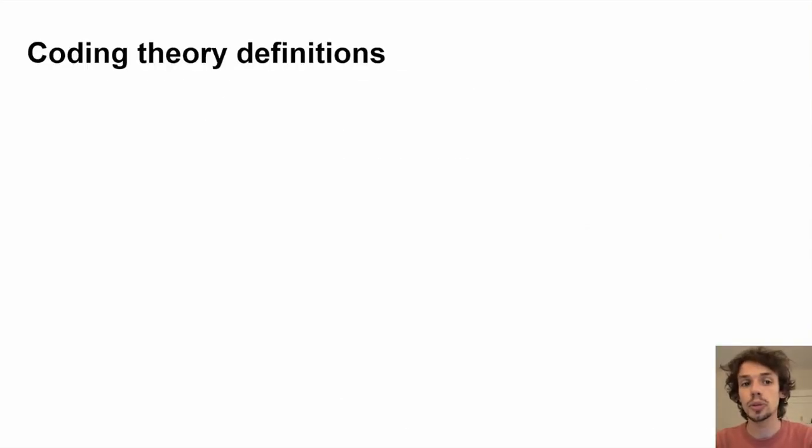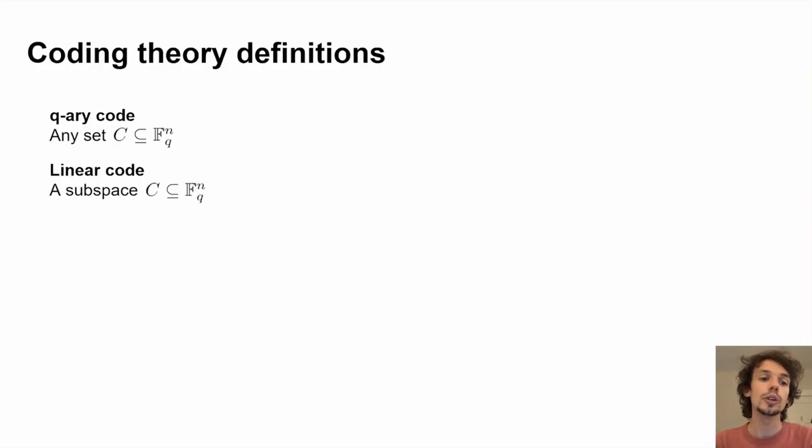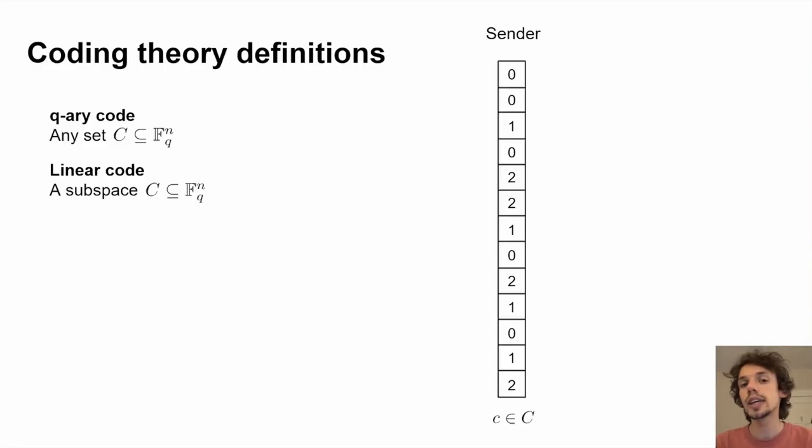So first, let me start with some coding theory definitions. A code is just any subset of F_q to the n, and a linear code is a subspace of F_q to the n. Now we want to think of a code C as the set of all possible messages that two parties might want to send to one another.